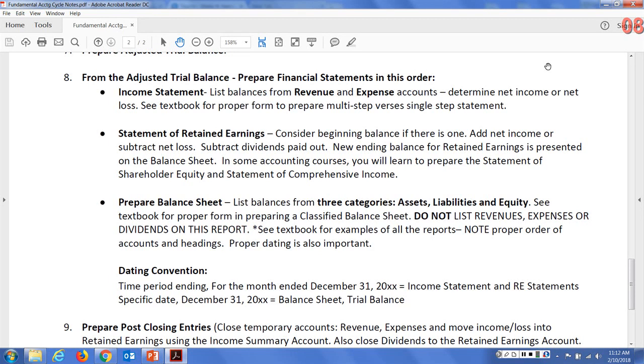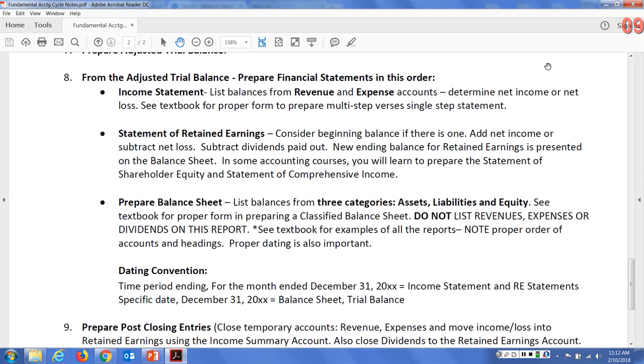The financial statements are prepared in order, and notice I don't discuss the statement of cash flows in this particular video, but I will have another video on the statement of cash flows, but it is one of the 4 statements that you would prepare as well. But for here, I just want to cover the income statement, statement of retained earnings, and your balance sheet. So they're prepared in this order.